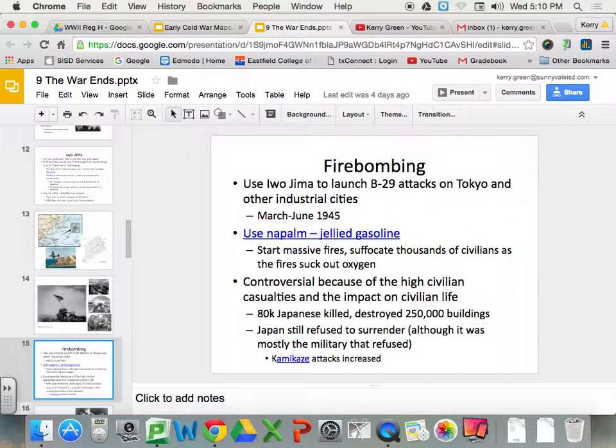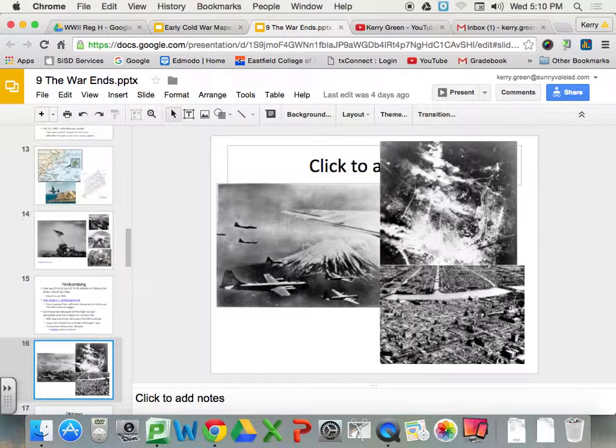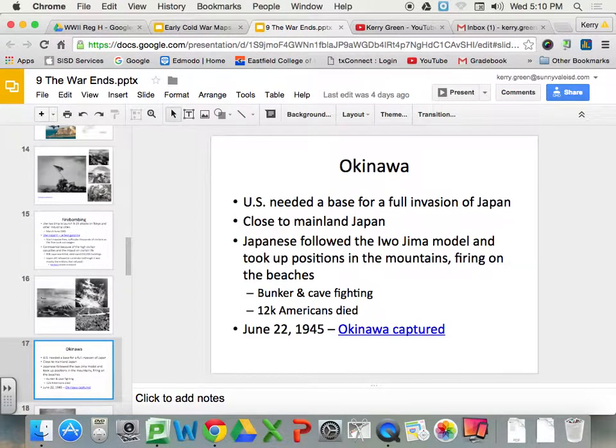You have continued use of kamikaze attacks, which you can see here. And this shows you some of the bombing campaigns. Okinawa is a part of actual Japan, but it's a little island off the tip of the mainland. And again, you have all these positions in the mountains. You have these dug-in Japanese. It's very difficult to actually get control of the island. You have 12,000 Americans dying. So you've got this increasing number of American dead the closer we get to Japan. So by June, we actually have Okinawa captured, and you can see the clip.